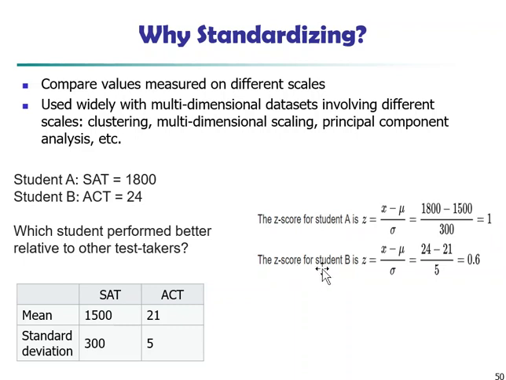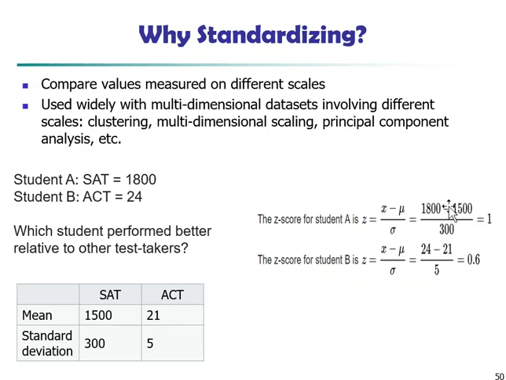And we can do the same for student B's ACT score. We use the student's ACT score minus its mean, 21, and divide by its standard deviation. Again, this score of 0.6 is how many standard deviations away 24 is from 21. So 24 is 0.6 standard deviations away from 21.